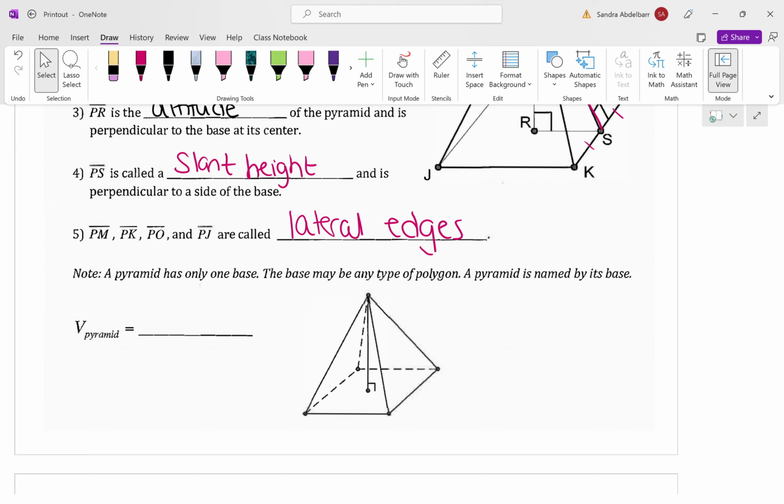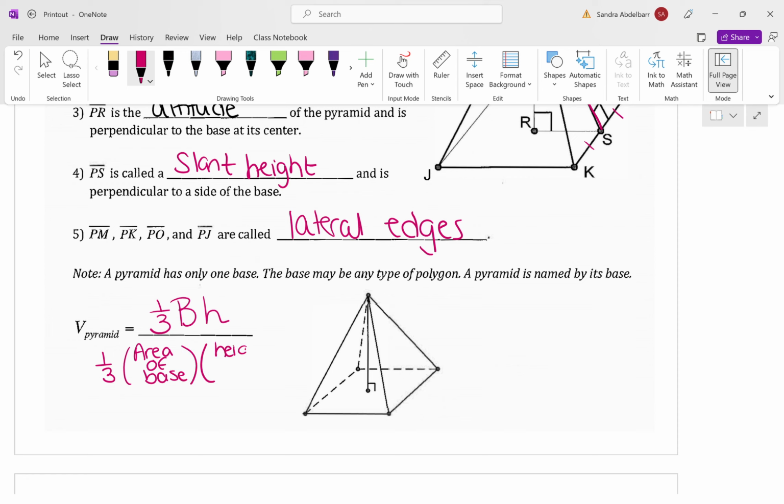All right, volume for a pyramid. Does anybody think they remember what the volume for a pyramid was? You got it, 1/3 capital B times H, which represents 1/3 the area of the base times the height of the whole pyramid.